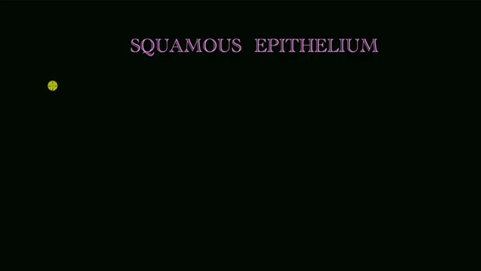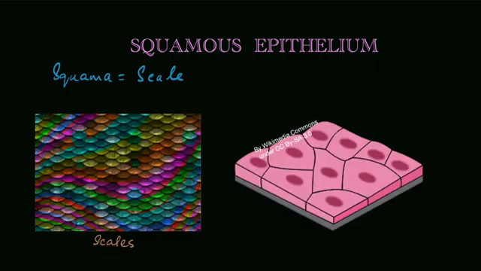The word squamous comes from squama, which means scale, like the scales of reptiles or fishes. Squamous epithelium is composed of flat cells. The cells are as flat as scales. That's why they are called squamous epithelium.